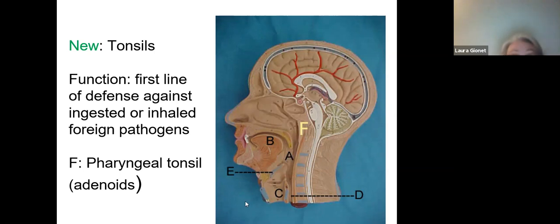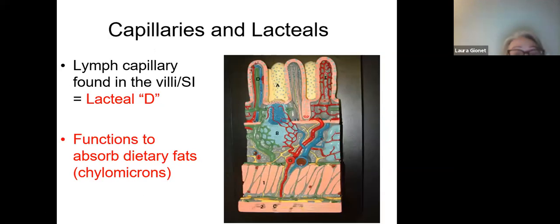So F in the back there, that's a pharyngeal tonsil, one of your adenoids. Right? It functions as the first line of defense against ingested or inhaled foreign pathogens. Right? Ingested or inhaled, eaten or breathed in. That's its job. Or actually, it is part of your first line of defense and helps initiate your immune response.